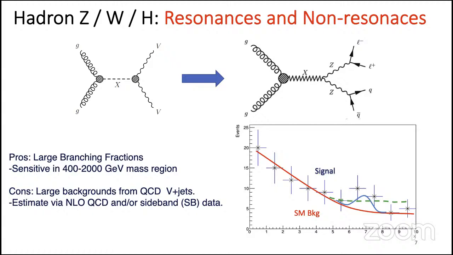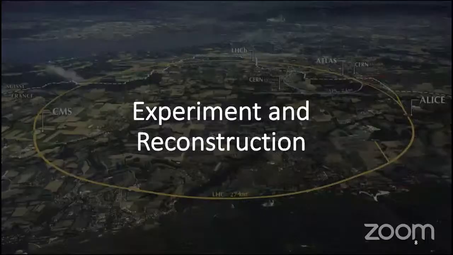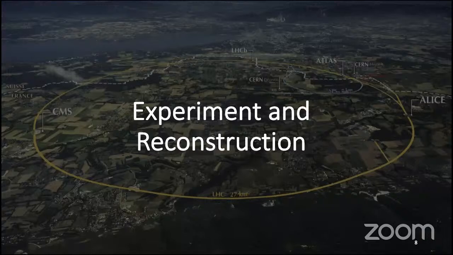In the resonant case, it's like a bump over the background. And in the non-resonant case, it's like a uniform distribution in the invariant mass distribution or the PT. So to look for new physics, we start by taking and reconstructing data. I won't go into details about this, just talk roughly about the experiment and reconstruction of the data in CMS.